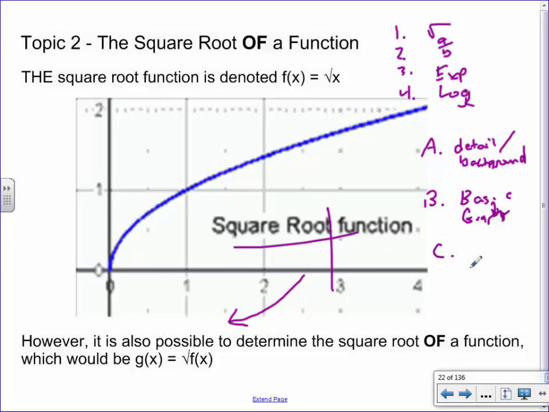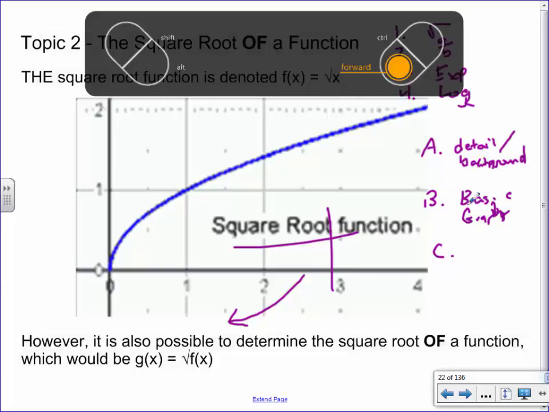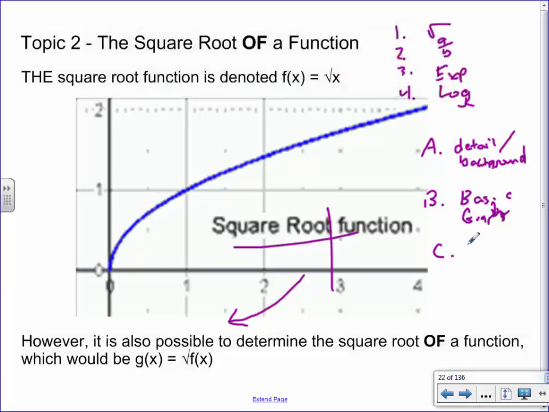And then, do you remember the third thing I need you to be able to do, from last day? Yeah, you need to be able to solve them. This is going to be underneath basic graphs. So I'm going to continue with a little more work on how these graphs look.